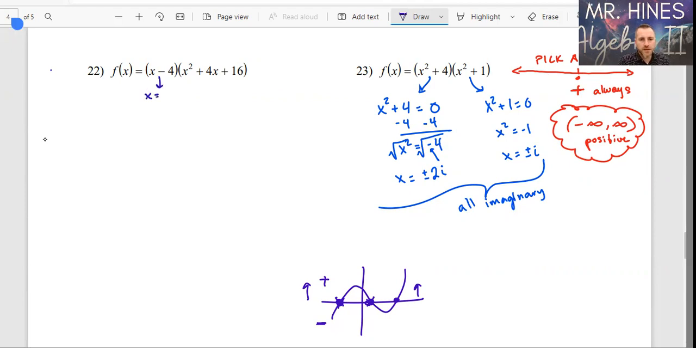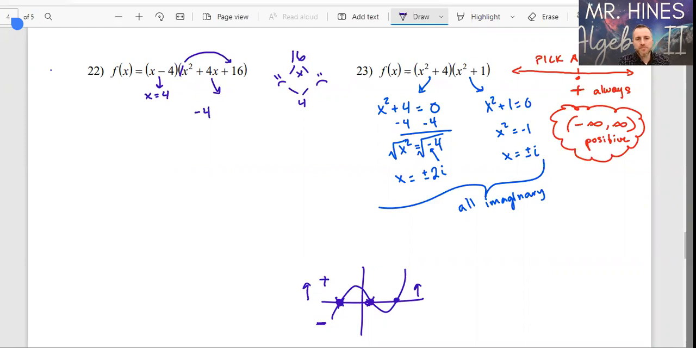And one of them is at x equals 4. Now, where are the other ones? If we wanted to factor this, we would do 1 times 16. And we'd say, what are factors of 16 that add up to 4? And the answer is just sadness. So there are no factors that will do that for us. So what we're going to do is use the quadratic formula.